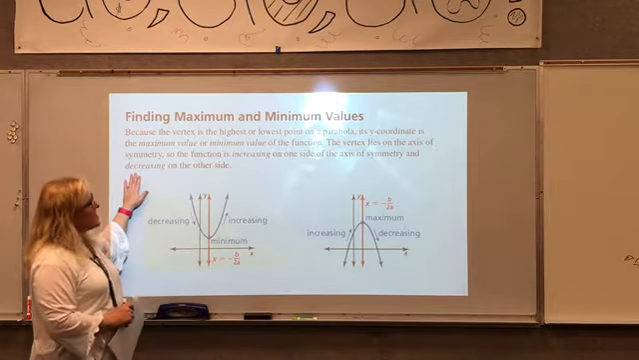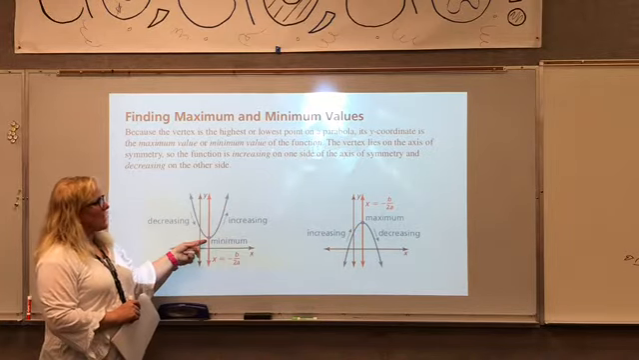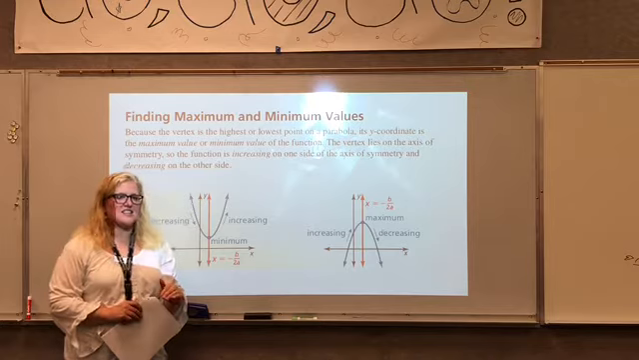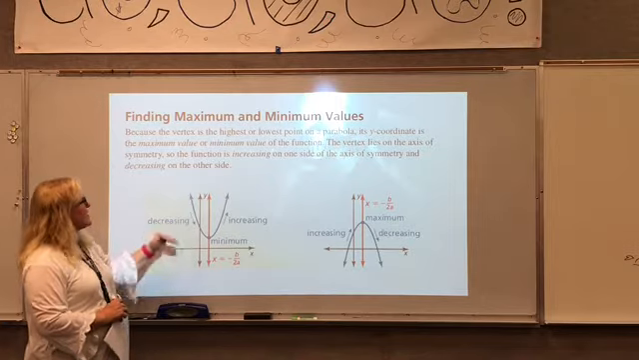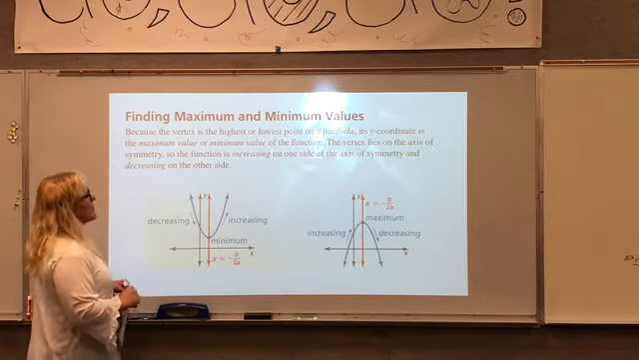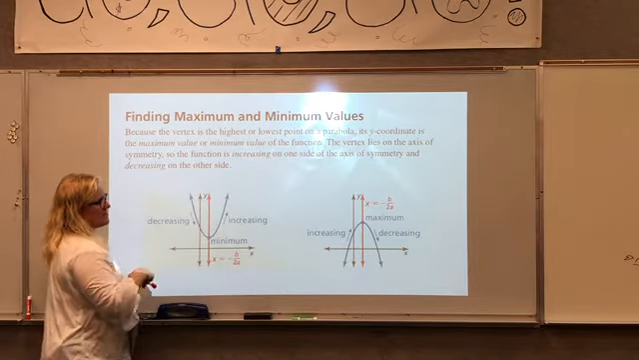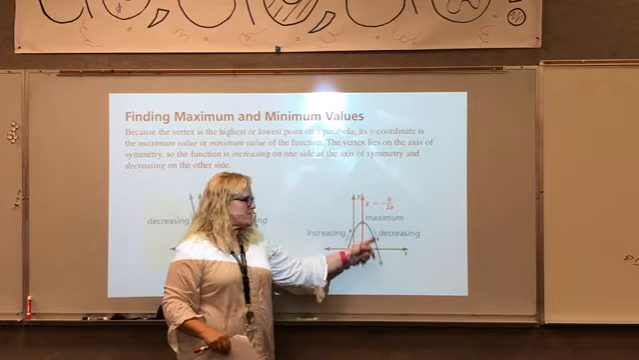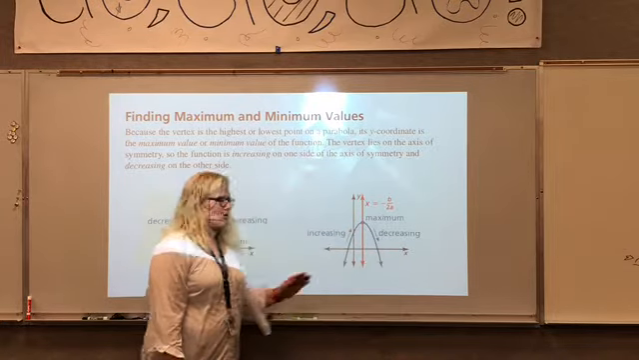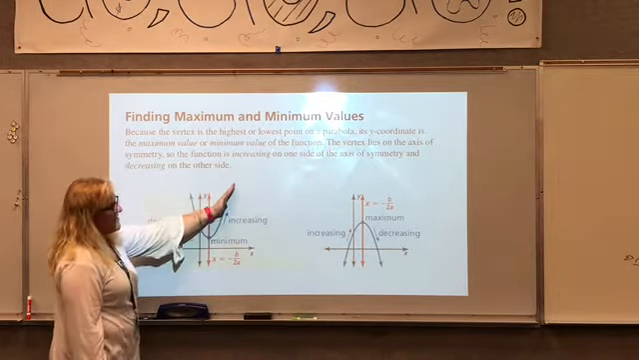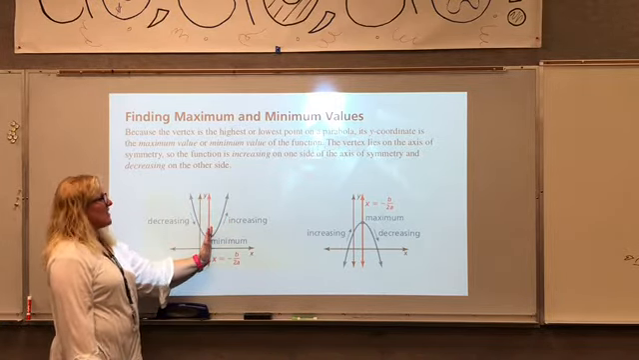But it says, because the vertex is the highest or the lowest point on a parabola, its y-coordinate is either its maximum or its minimum value of the function. The vertex lies on the axis of symmetry, so the function is increasing on one side and decreasing on the other side, okay? So when it's turned upside down like this, it's increasing here, it's decreasing here. It's kind of like a roller coaster. So here it's decreasing and then it's increasing, and it changes direction at this x value right here.